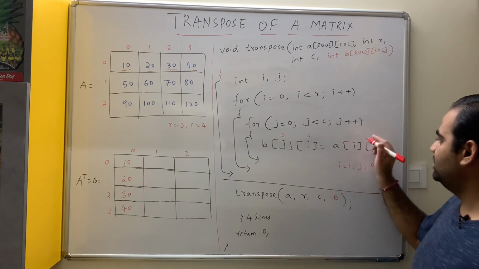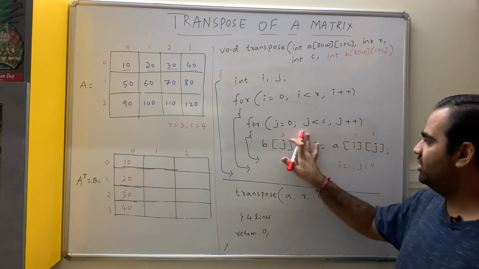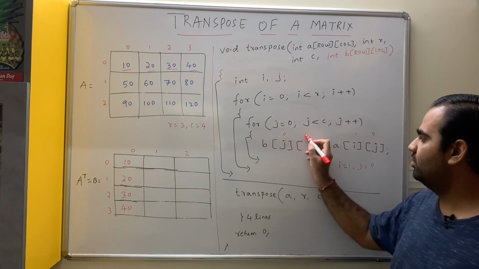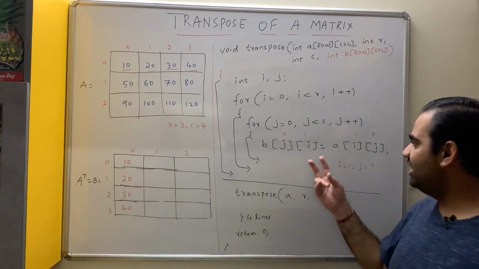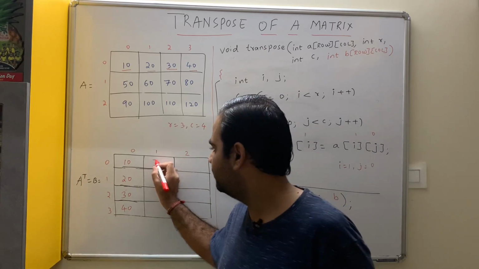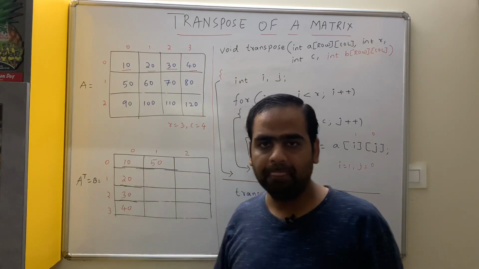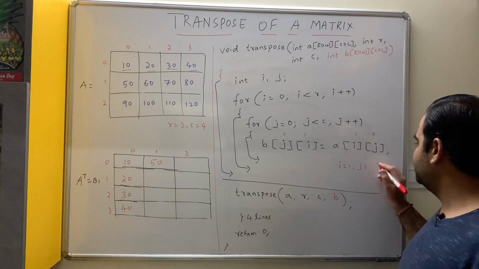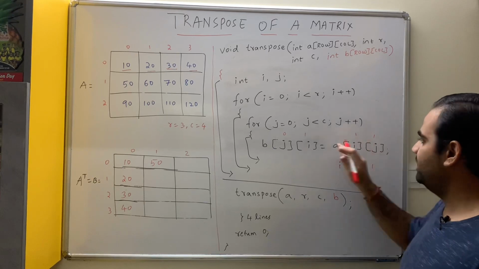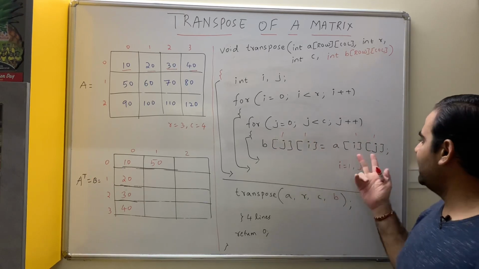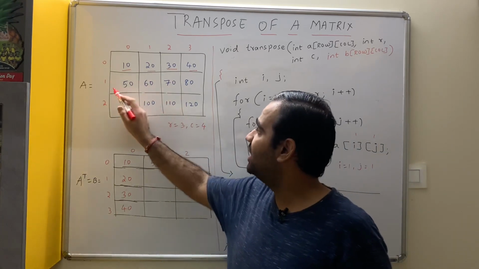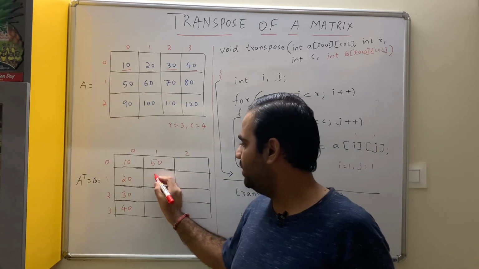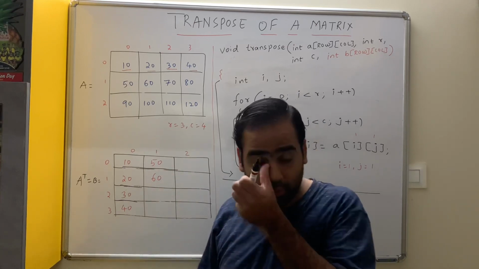Now this is 1 0, and this is 0 1. Now you take a of 1 0. What is a of 1 0? It is 50, and you write it at b of 0 1, you write 50. Okay, j plus plus, the value of j will become 1. I will just replace the value as 1. You take a of 1 1, and you write it at b of 1 1. Now what is a of 1 1? A of 1 1 is 60, and this is b of 1 1, you write 60 over here.